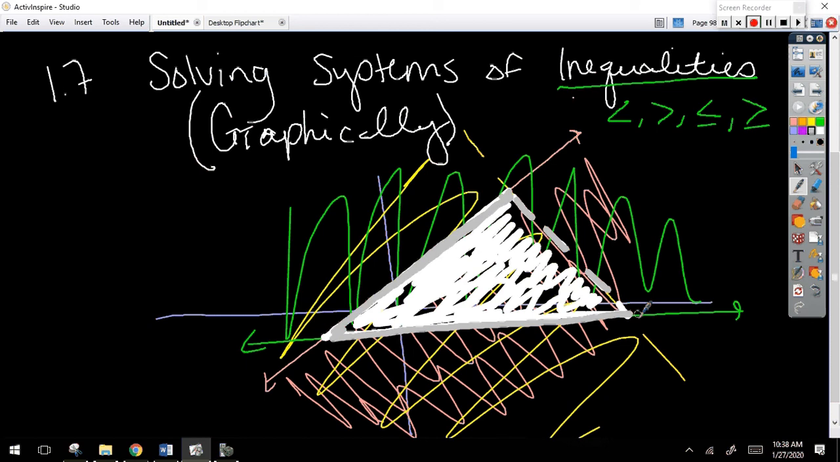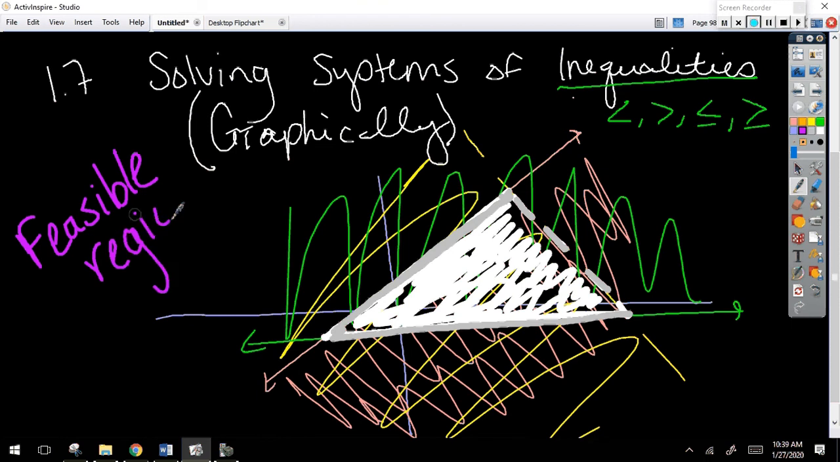Now, here's a couple things you need to know. Thing one. This shading, that triangle, is what we call a feasible region. Okay? Feasible region just means the solution area.